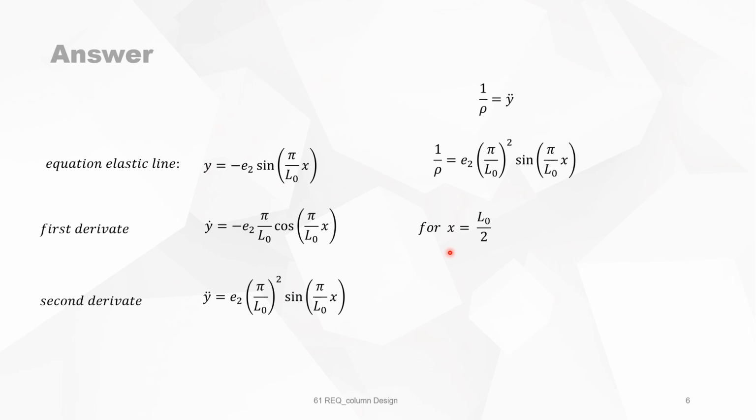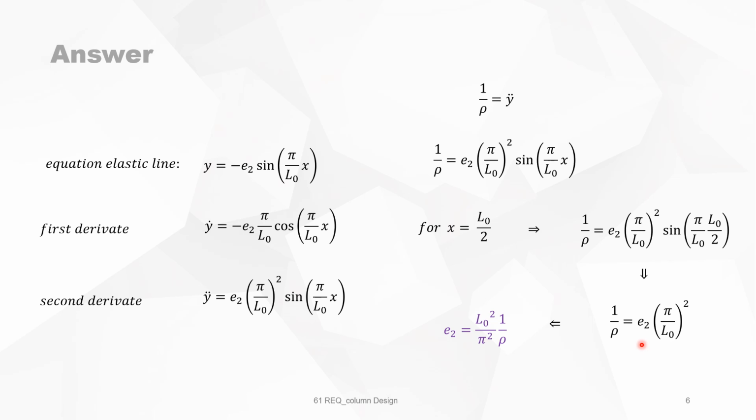And when x is equal to L0 over 2, that is at the base of the column, if you fill in x equal L0 over 2, you will see that the curvature is equal to E2 times pi over L0 squared, as we just mentioned in E2. So this is the value that we used in the previous slide. So this is proven by this elastic line.